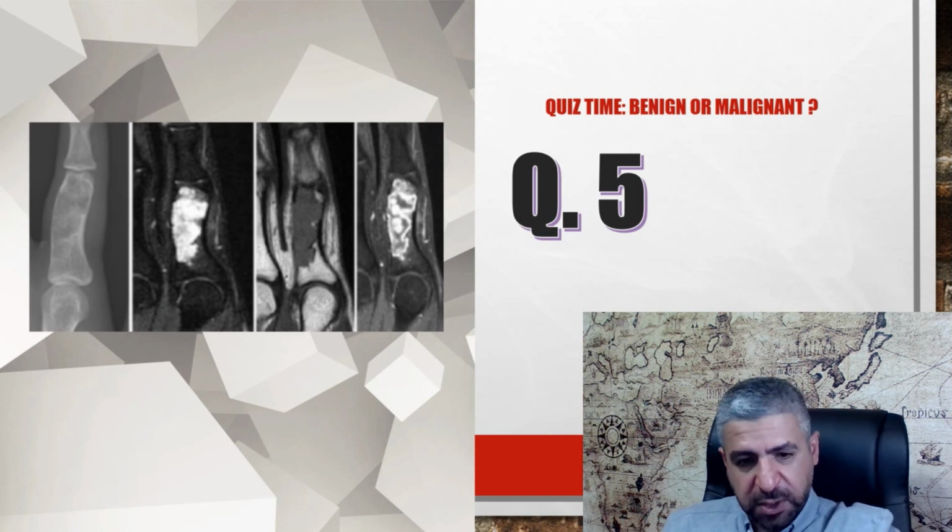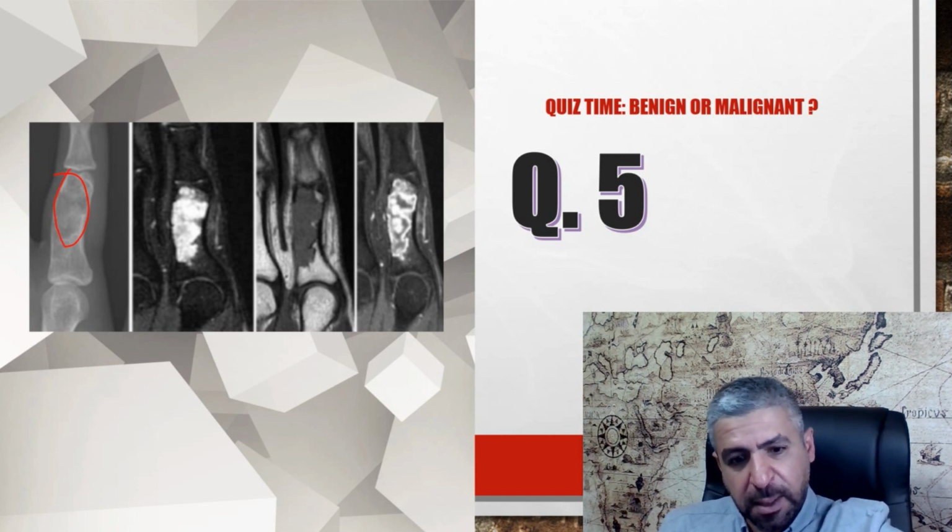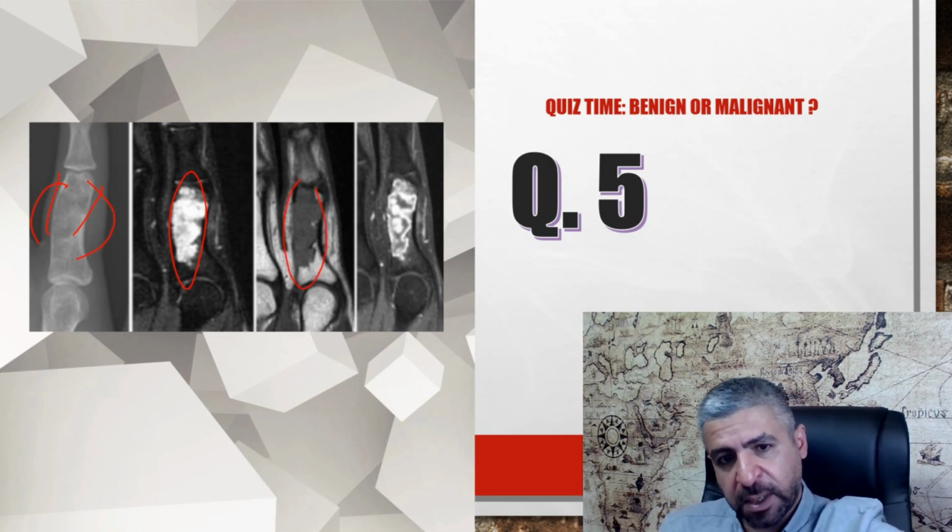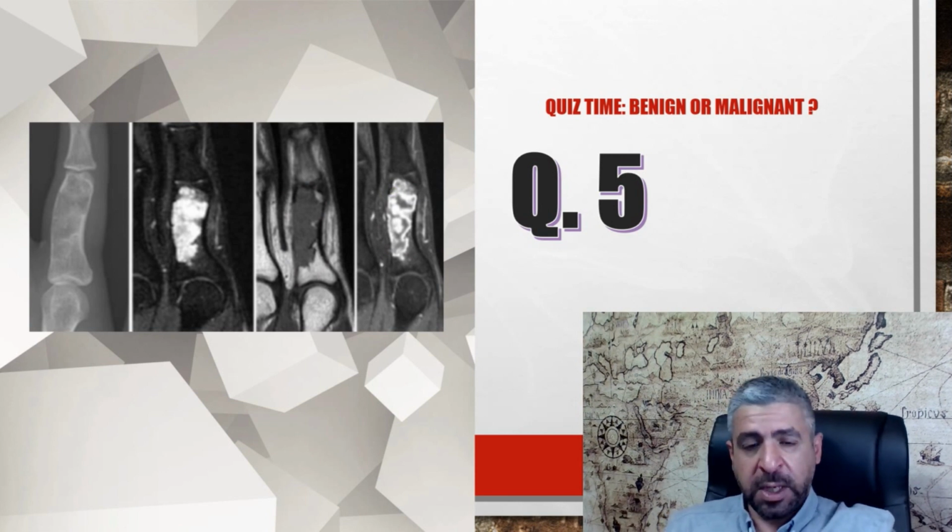Now what about this one, the last one? It has a very well-defined border. It is a little bit expansile, however, it does not cause any cortical destruction and it does not have any soft tissue involvement. And as you can see in the MRI, it's hyperintense on T2 and hypointense on T1, and it shows some peripheral post-contrast enhancement, and this is consistent with an enchondroma, which is a benign bony lesion.